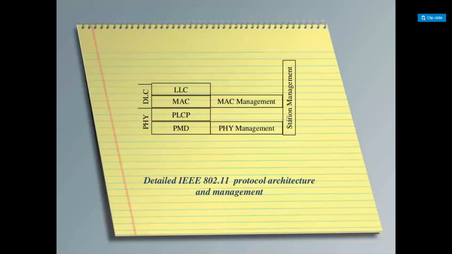Here, why is it called station management? Because one station needs to interact with another station. So here we are mainly discussing wireless communication. For this wireless communication, the MAC management and physical management are combined together and called station management. This is the detailed information about IEEE 802.11 protocol architecture and management.